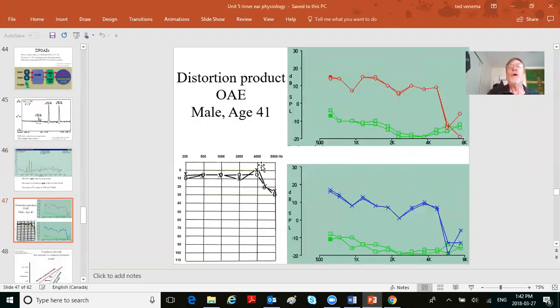So here's, excuse me, my hearing test from many years ago. Look at my X's and O's, okay? Meaning I had really good hearing for my low frequencies, going to my mid frequencies, and then at the very highs, I start to lose a little bit of hearing. Okay, here's my otoacoustic emissions. Now I'm no longer 41, okay, but we'll just pretend.